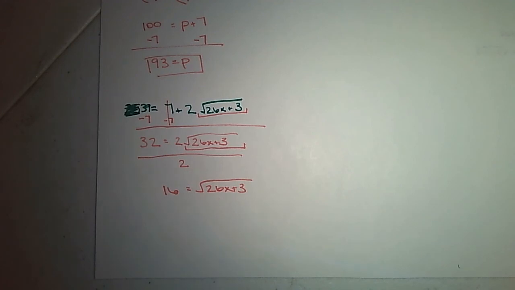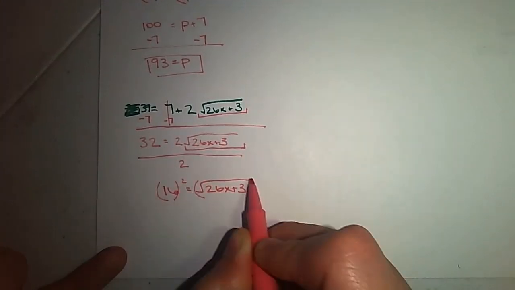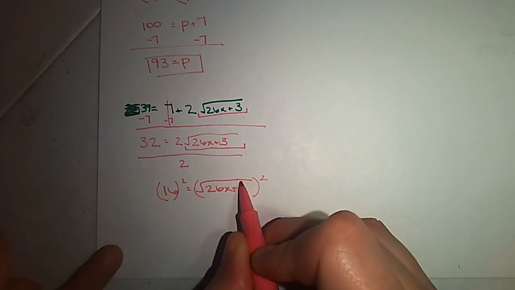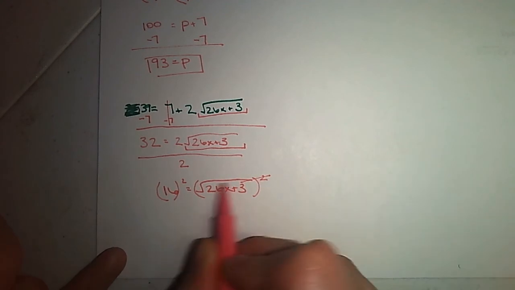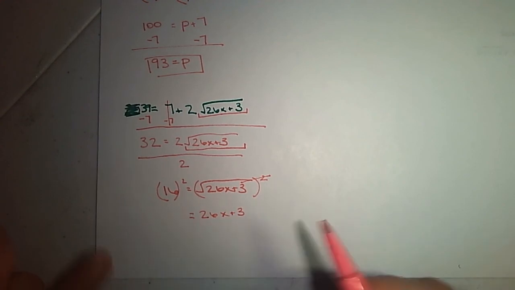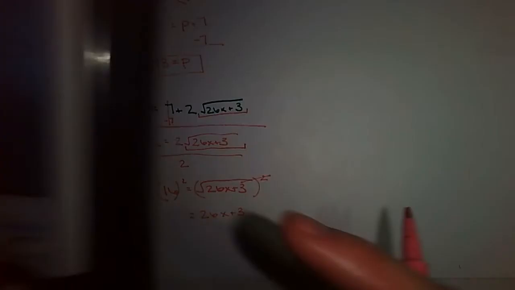All right. So now if we check out step 1, get the square root by itself, that is done. So step 2, then we need to square both sides. On the right-hand side, I know that square root and the square are going to cancel, and I'm going to be left with that 26x plus 3. So I'm left with what's under the square root. And let's go ahead and do 16 squared, 256.